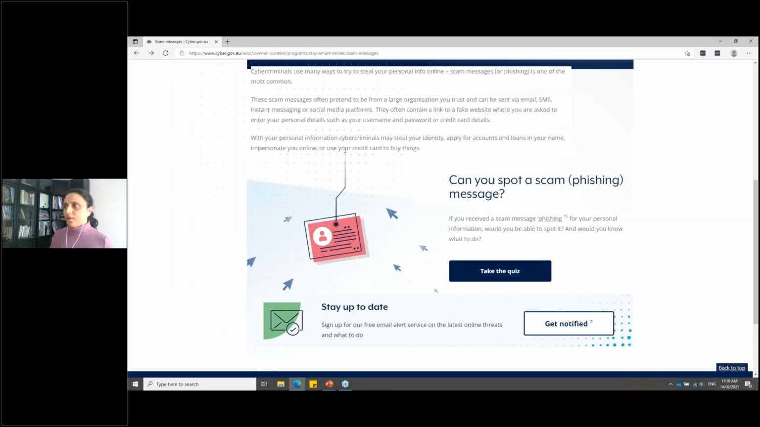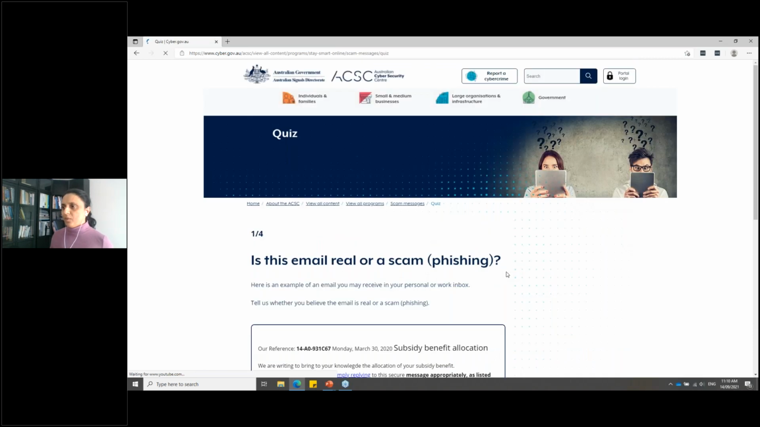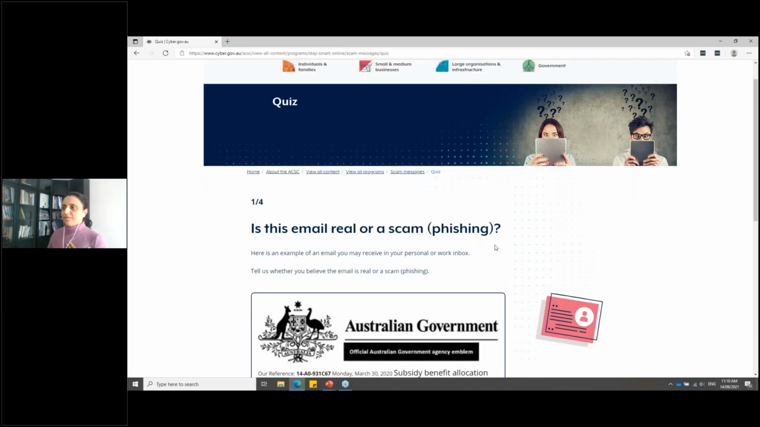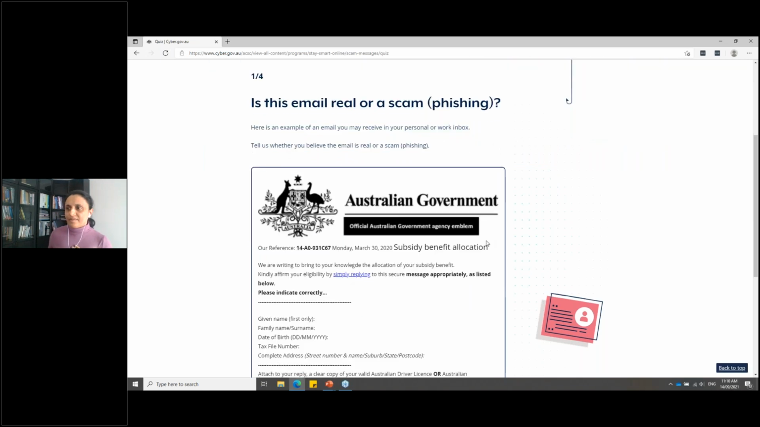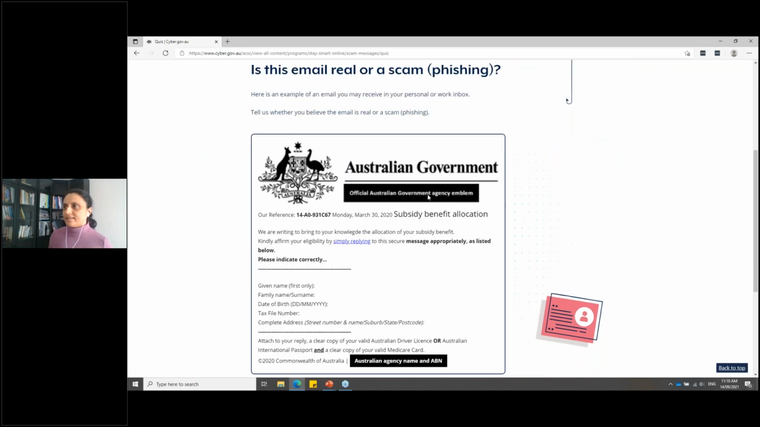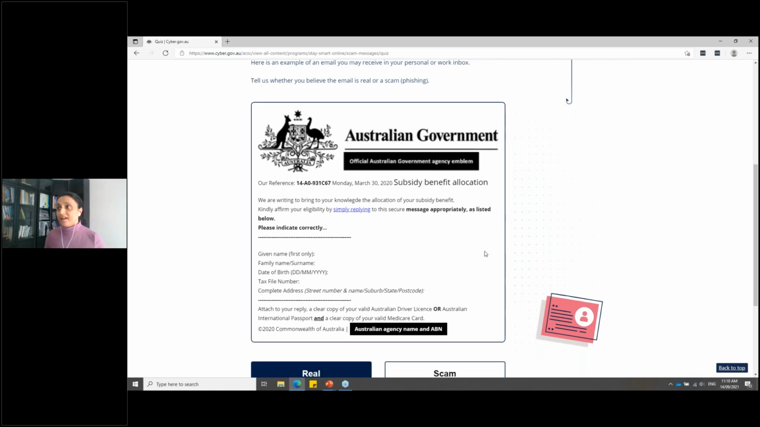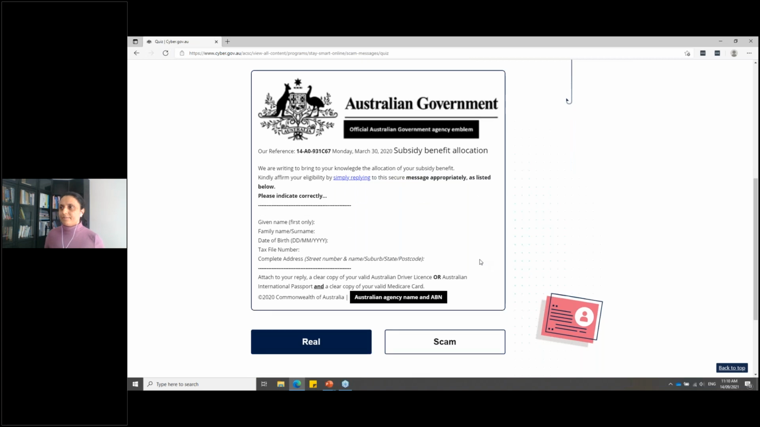This is the same website. You can just go on there, and it's got 4 questions. Step through and identify whether or not you're good at picking out a phishing email. So I'll give you a couple of seconds. Just take a look at this email and see if you can pick out any of the telltale signs that would indicate whether it's real or whether it is a scam.